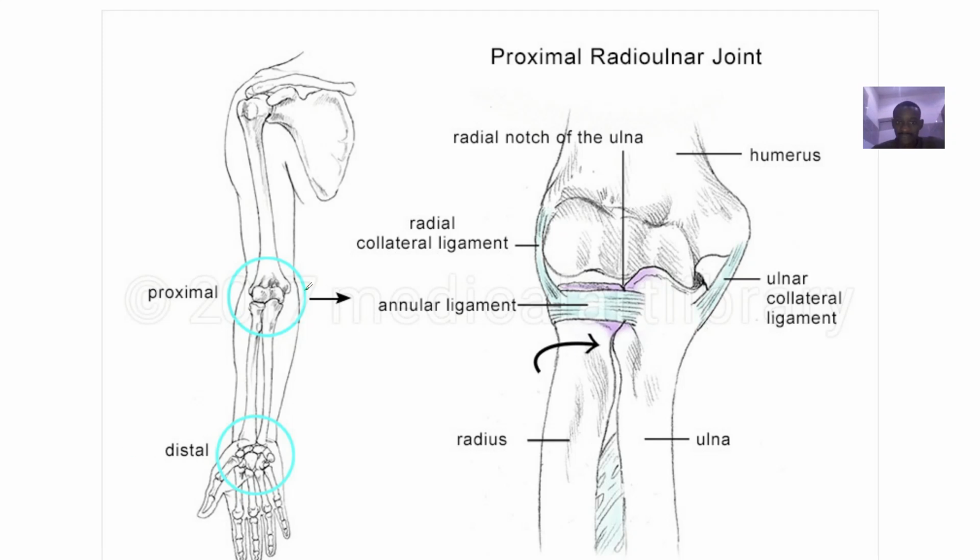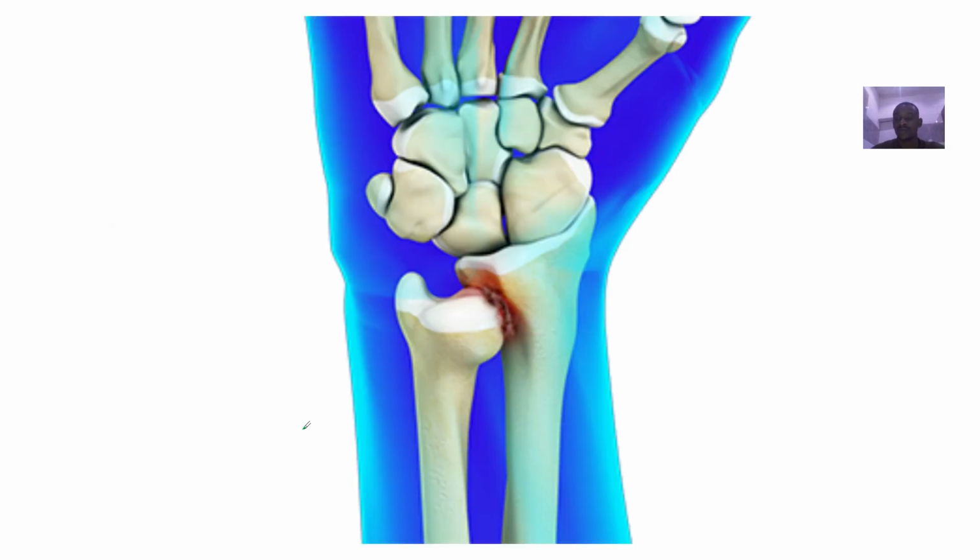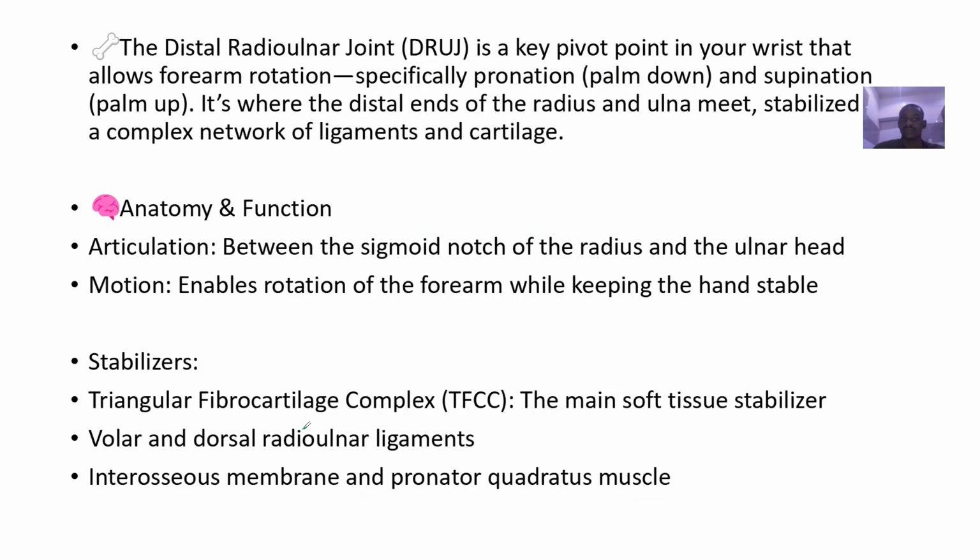The ulna and the radius are joining up here. If you come down, they are still joining here. So the one down is what is known as distal, away from you. Okay, so the distal radioulnar joint is a key pivot point in your wrist. So it allows the forearm to be able to twist, rotate. You understand? Okay.